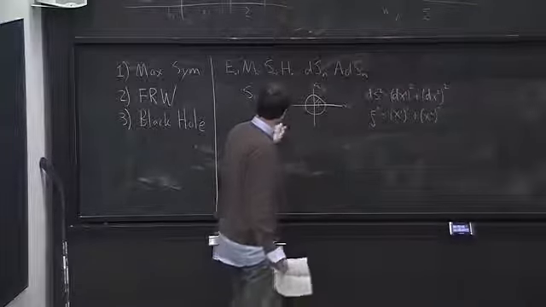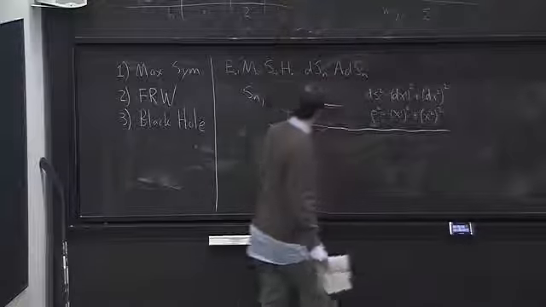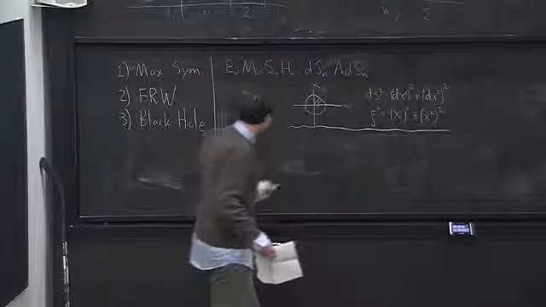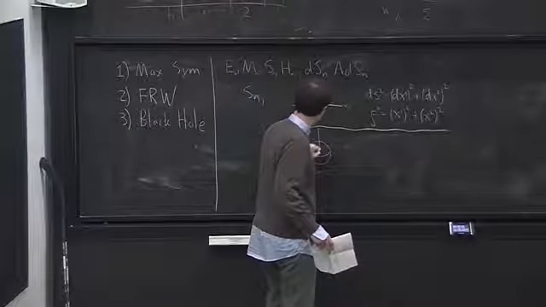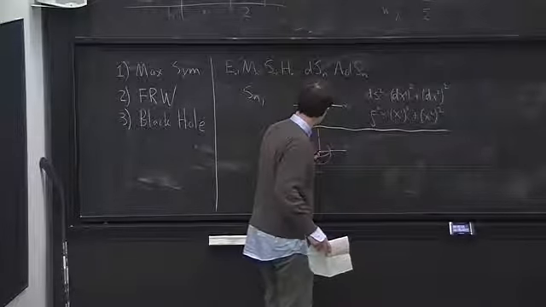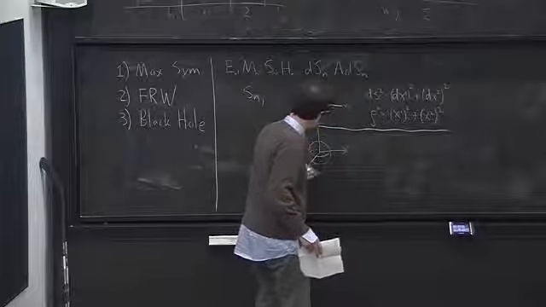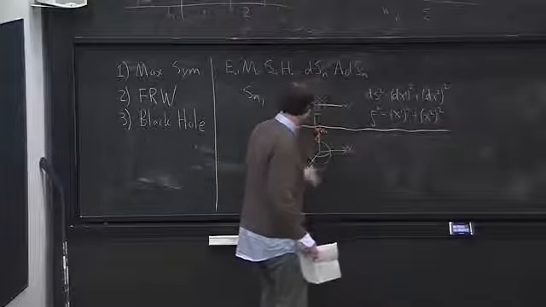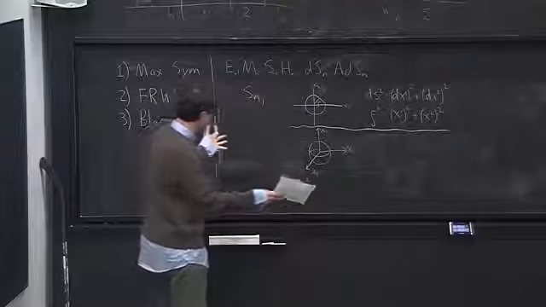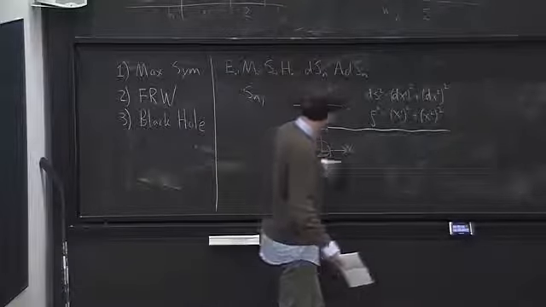Okay, and then when you're constructing the two-sphere, again, the construction is analogous. You start by writing down a flat space of one dimension higher, a three-dimensional flat space.